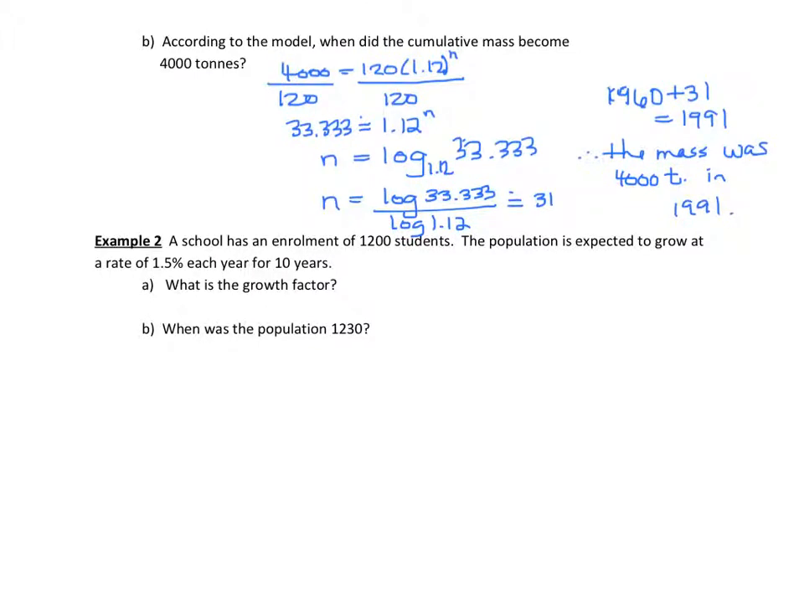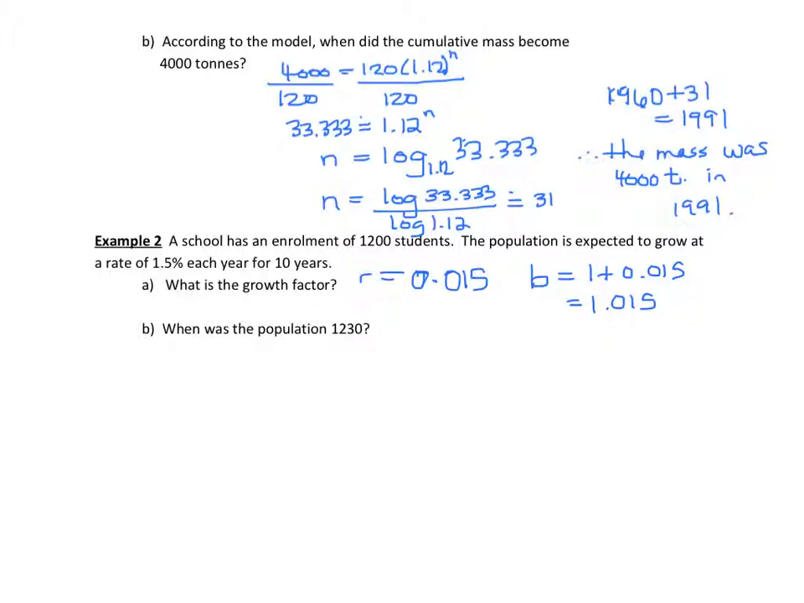Okay, next one. A school has an enrollment of 1,200 students. The population is expected to grow at a rate of 1.5% each year for 10 years. What's the growth factor, and when was the population 1,230? So in this question, we know that the growth rate is 1.5%, which as a decimal can be written as 0.015. So that means our growth factor, our B value, is 1 plus 0.015. So our growth factor is 1.015.